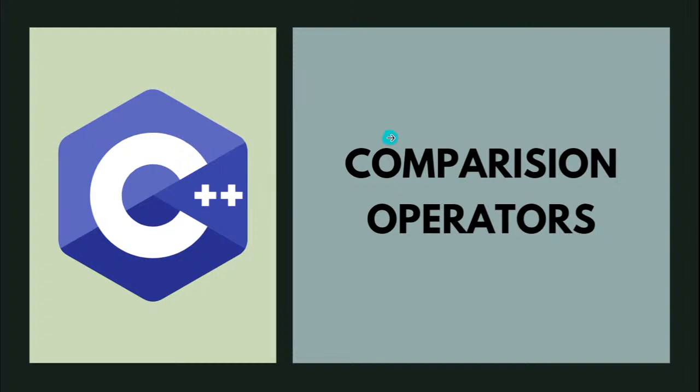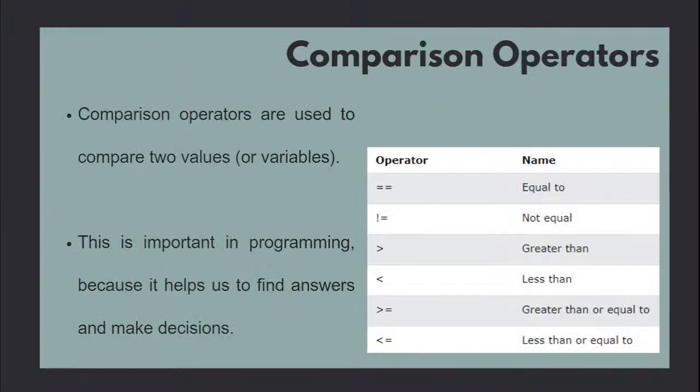Now we are going to move into the next one, which is very huge and is going to give you a lot of functionality later on. When you discuss conditional statements, control statements, flow and all, this comparison operator will be playing a huge role. Comparison operators, as the name itself suggests, are used for comparison, to compare two values or variables or more than that. This is important in programming because it helps us to find answers and make decisions. The decision making we will be doing later.